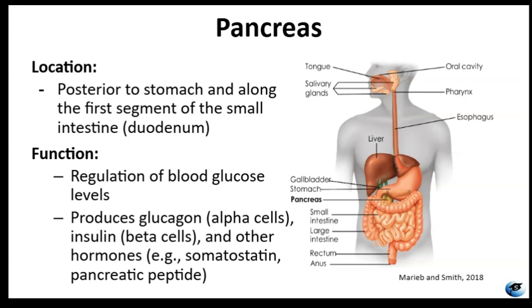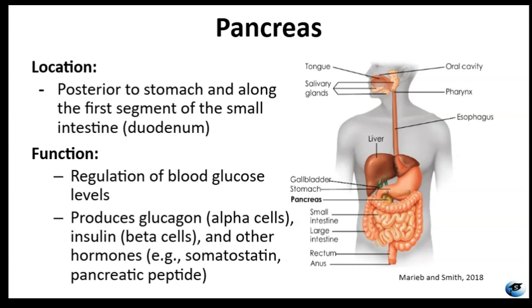It contains clusters of endocrine cells called islets of Langerhans, which secrete several important hormones. You have alpha cells that produce glucagon. Glucagon raises blood sugar levels by signaling the liver to release stored glucose. Then you have beta cells. Beta cells produce insulin. Insulin lowers blood sugar by promoting glucose uptake into the cells.